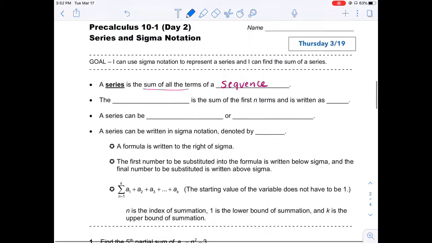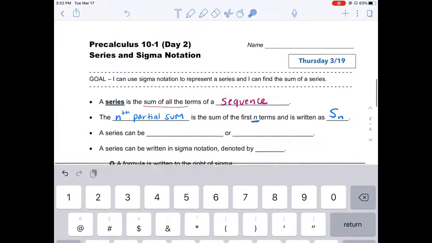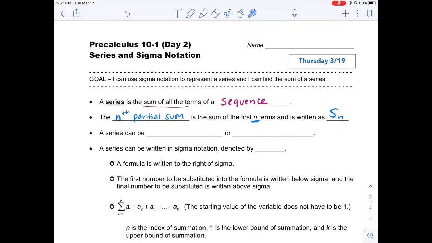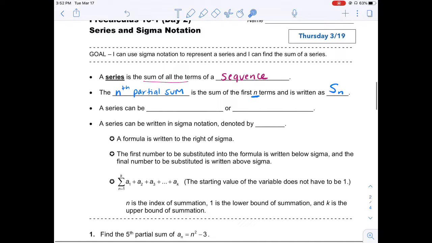Going down to our second bullet point, the nth partial sum is the sum of the first n terms and is written as a capital S with a subscript n, S sub n. So if I wanted to take a sequence and add up the first 5 terms, that's called the 5th partial sum, and then my S sub n would read S sub 5. Just like we saw yesterday, a series can be finite, it can have an ending, or it can be infinite.